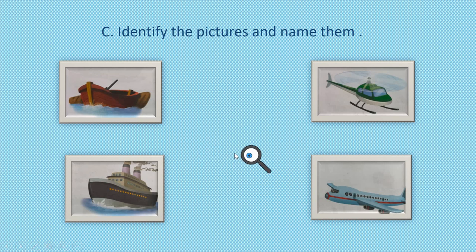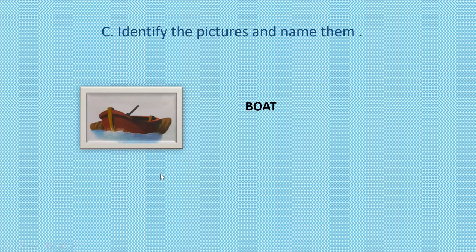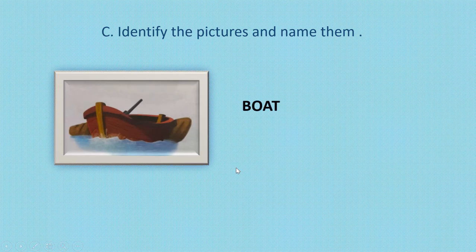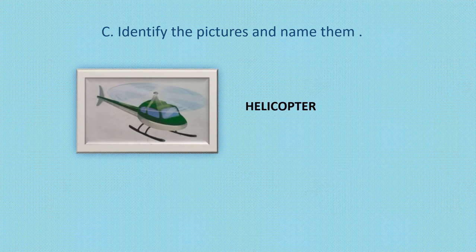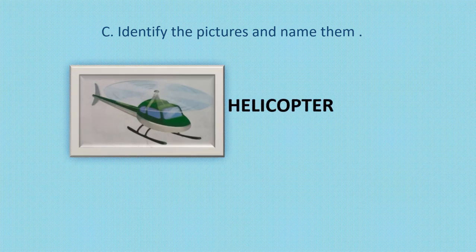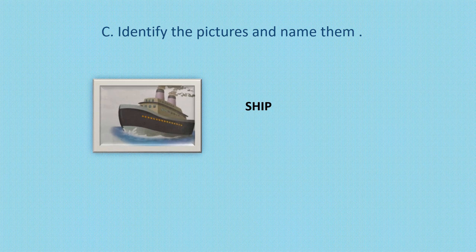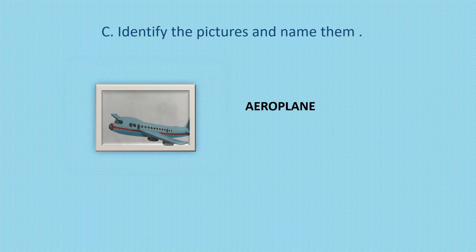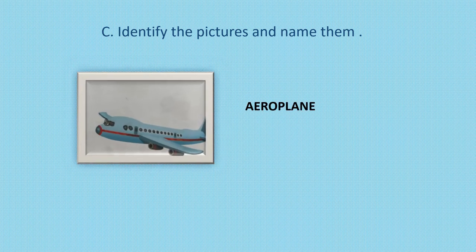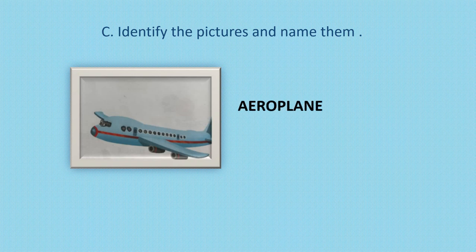You have to identify the pictures and name them. These are the 4 pictures I've taken from your book only. So first of all, this is a boat. Picture of boat. Second, this is the picture of helicopter. You identified it. Now third, this is the picture of a ship. I hope you are able to identify these means of transport. Now this is aeroplane. Now we move to the next question.